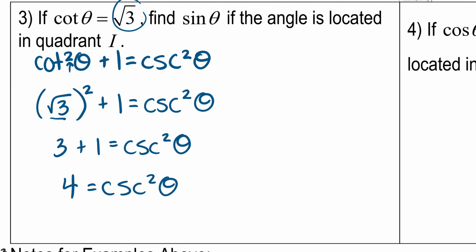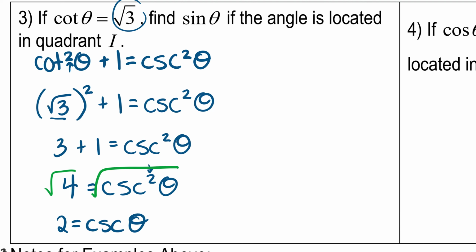Okay, now, because we have this little square, we have to get rid of it. So we do square root, right? And square root of 4, of course, is 2. And that gives us cosecant theta. Now, we have cosecant. We can flip it to get sine.